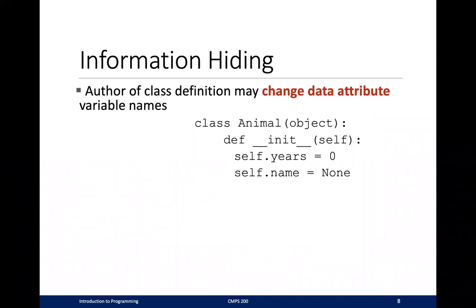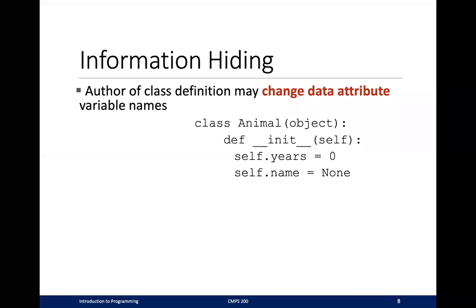Okay. Why am I doing this exercise? Because I want to tell you something very important when you're writing object-oriented programming. We need to do something called information hiding. What does that mean? So I might change the name of the data attribute.